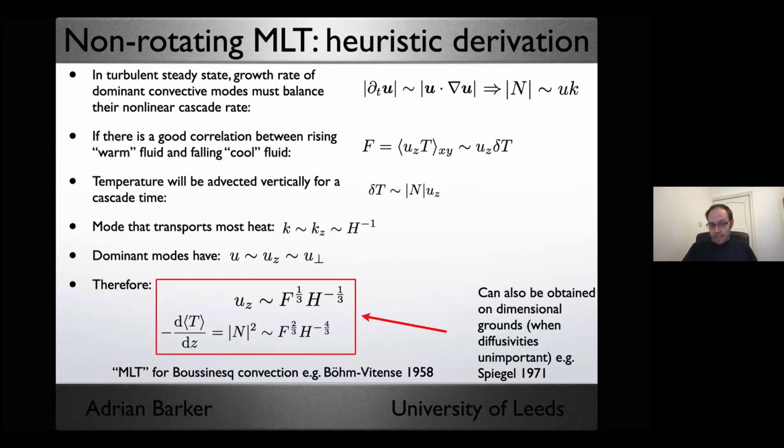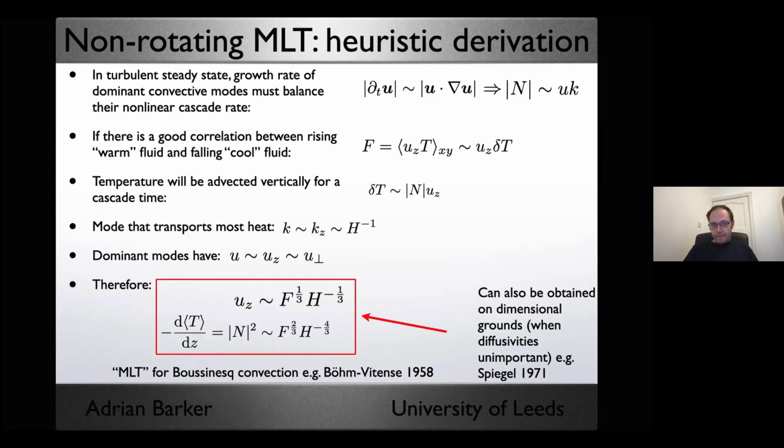In non-rotating cases, we can do this more rigorously, but we can show that the modes that transport the most heat have similar horizontal and vertical length scales, so within an order 1 factor, and they're comparable with the size h, the size of the domain. And on those length scales, the dominant modes have vertical and horizontal velocity components that are comparable. So we can do this more rigorously, but if you just use this heuristic derivation, you can combine these arguments to get the same mixing length scalings given at the bottom.